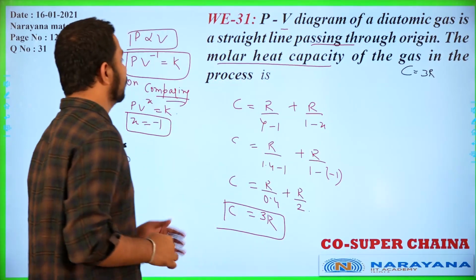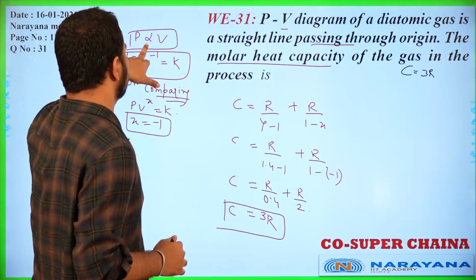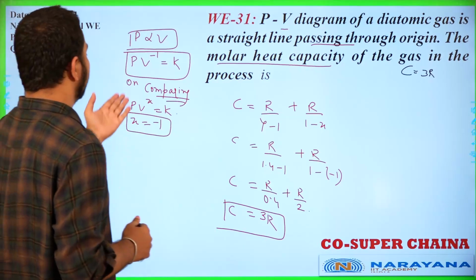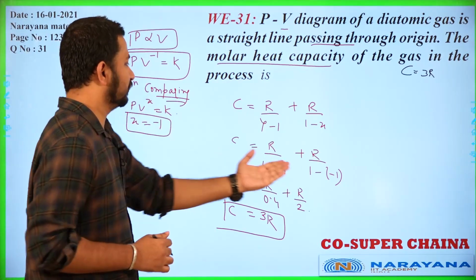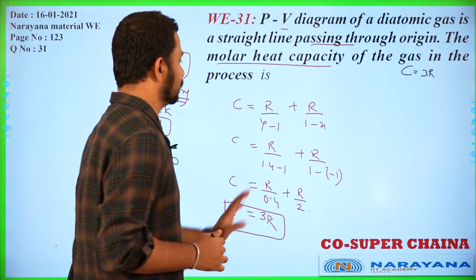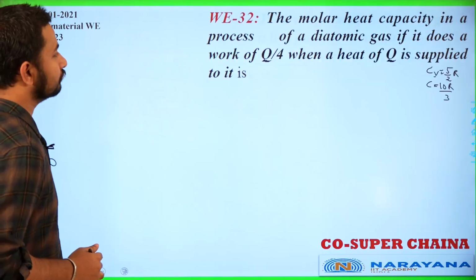The molar heat capacity of this gas is constant. So for a gas forming a straight line, we can write it like this. Given this condition, we get x, and with this x we get the polytropic constant of this gas. Okay, so let's move to the next question now.